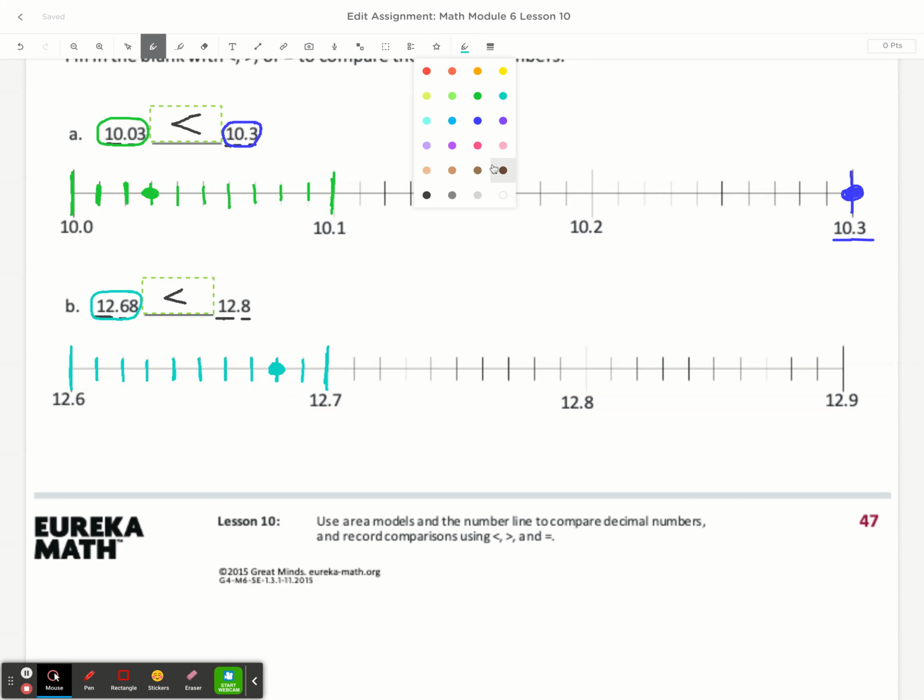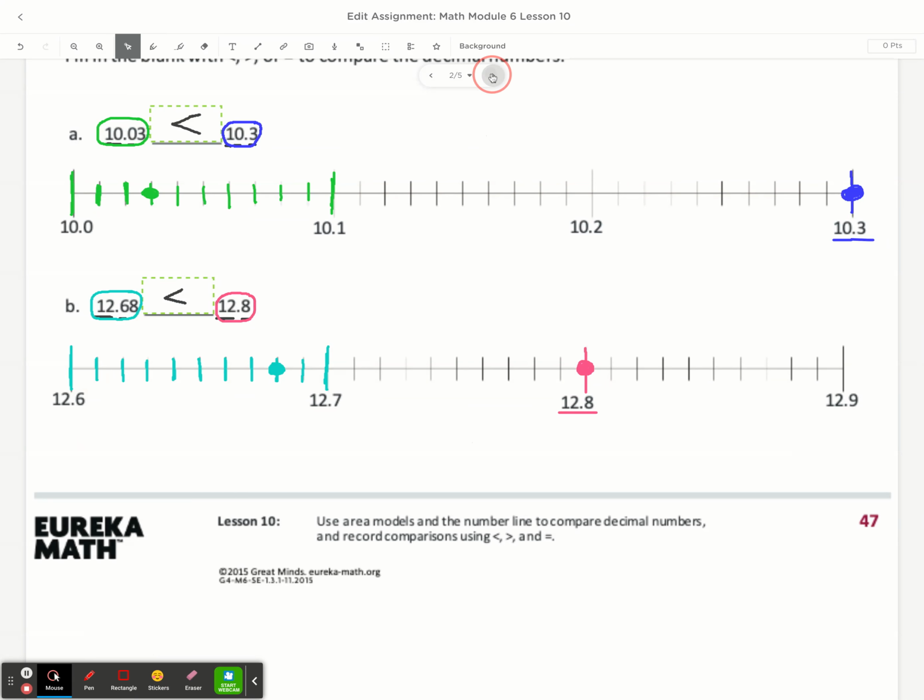And now I'm going to change my color so I can show 12.8. Well, yet again, if I use my eyeballs, I can see right here 12.8 is actually this line on the number line. So once again, I don't have to count that one, I just have to look and plot. And now you can very clearly see that that pink dot is the one that is furthest to the right, which means that 12.8 is the bigger number.